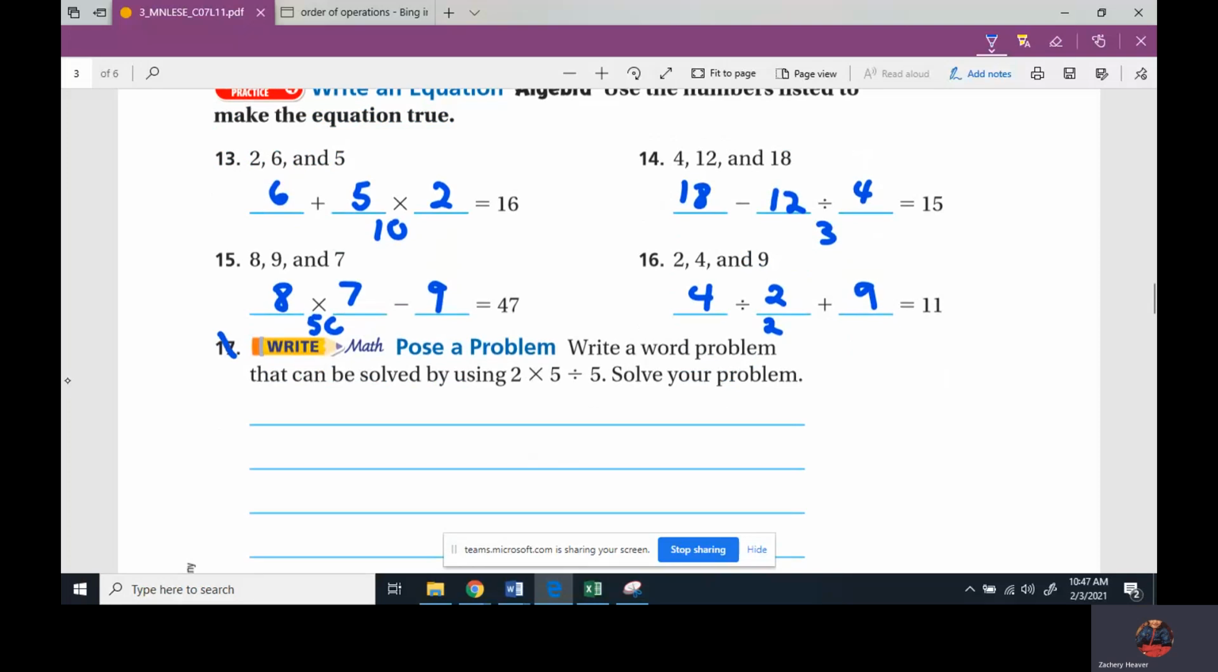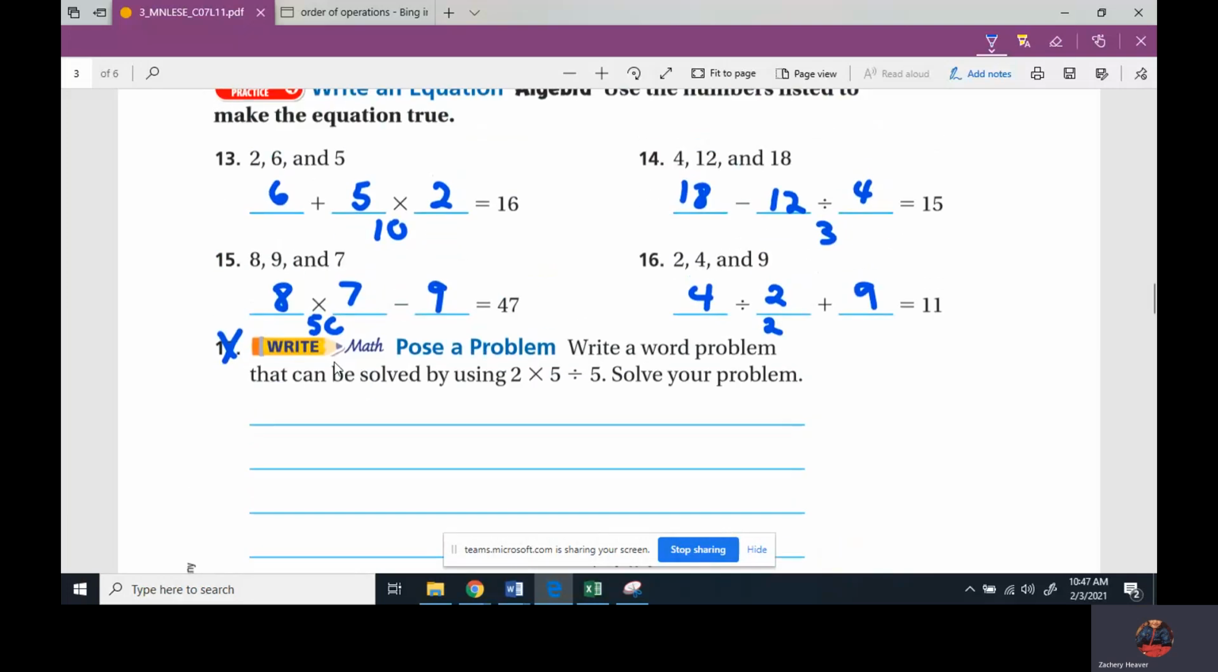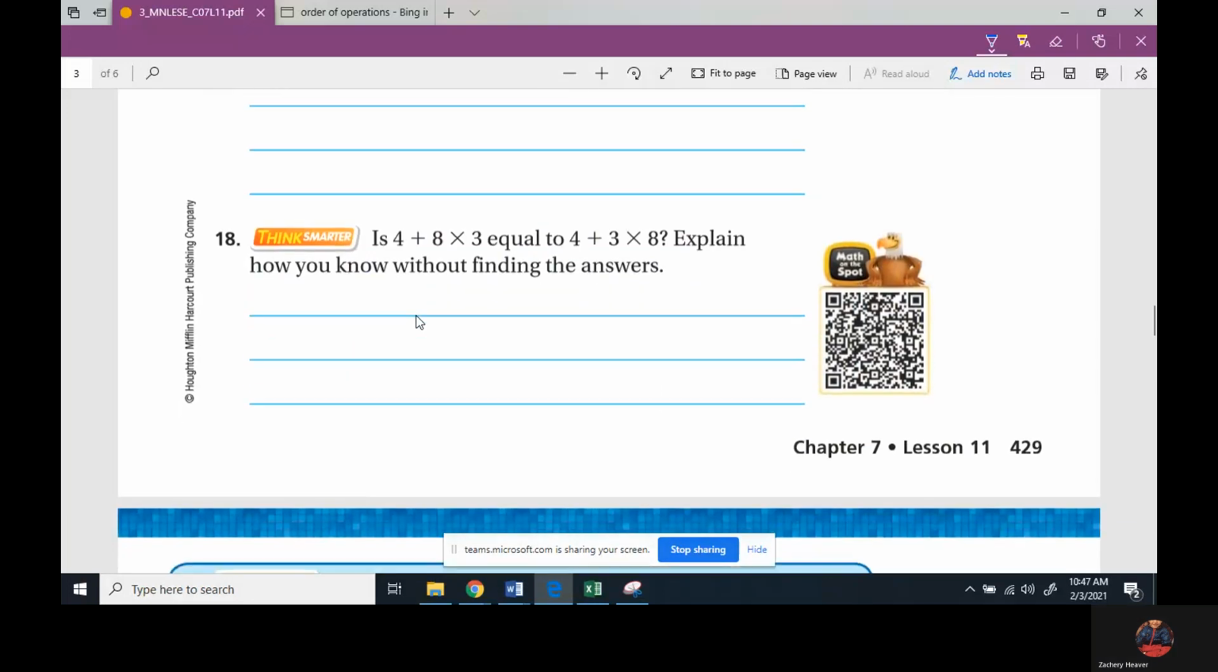We're going to skip 17, just because you guys don't have enough room, and I probably don't have enough room to write that. We'll skip it. We'll talk about it in class. Make sure you get this copied down.